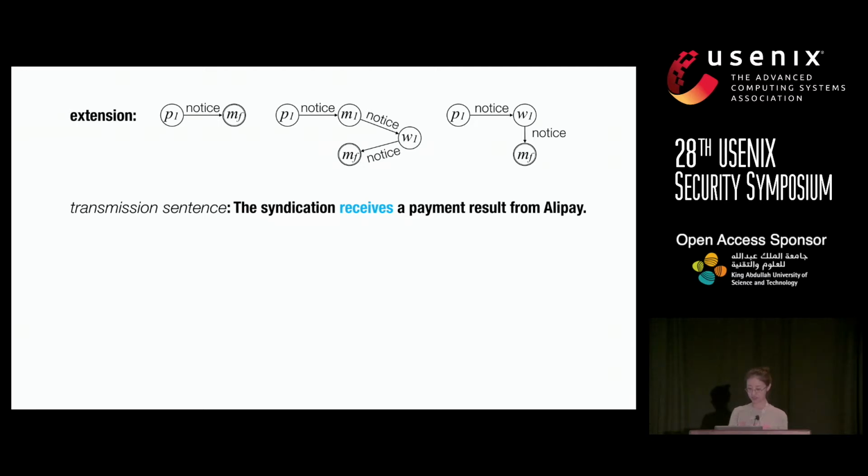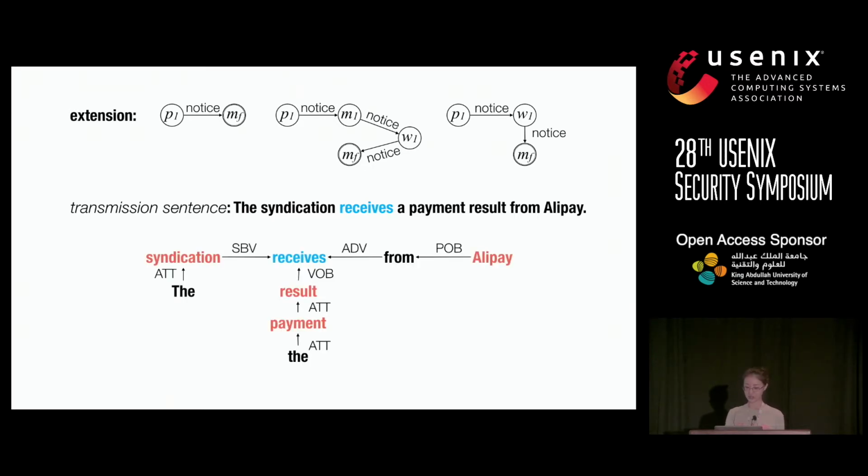For example, here, for the sentence, the syndication receives a payment result from Alipay. After analyzing its dependency relationships, we can determine that for the predicate receive, the subject is the receiver, the direct object, payment result, is the content, and the indirect object, Alipay, is the sender. That exactly describes the notification transmission as the figure shows in the third extension structure. So we can determine the state MF has been extended by the third structure. In this way, we can build the payment syndication's FSM automatically.